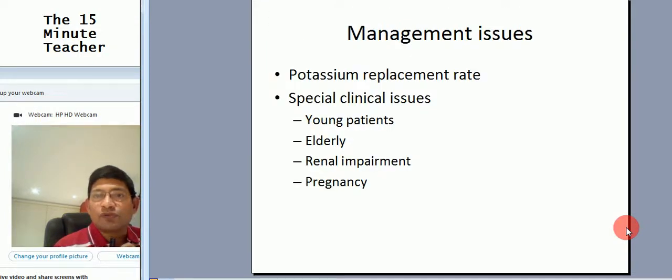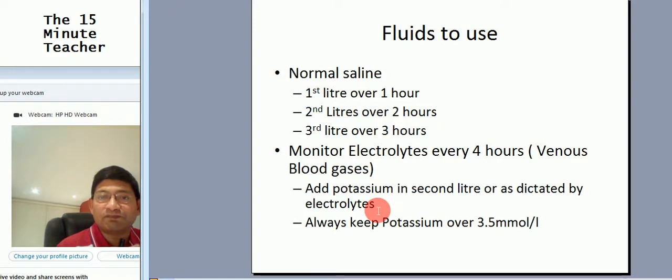Management issues of particular concern are those in the elderly and young patients who are more prone to cerebral edema. People with renal impairment and congestive cardiac failure will need close fluid monitoring. Pregnancy is a particularly challenging time, as you're looking after both the mother and the baby.